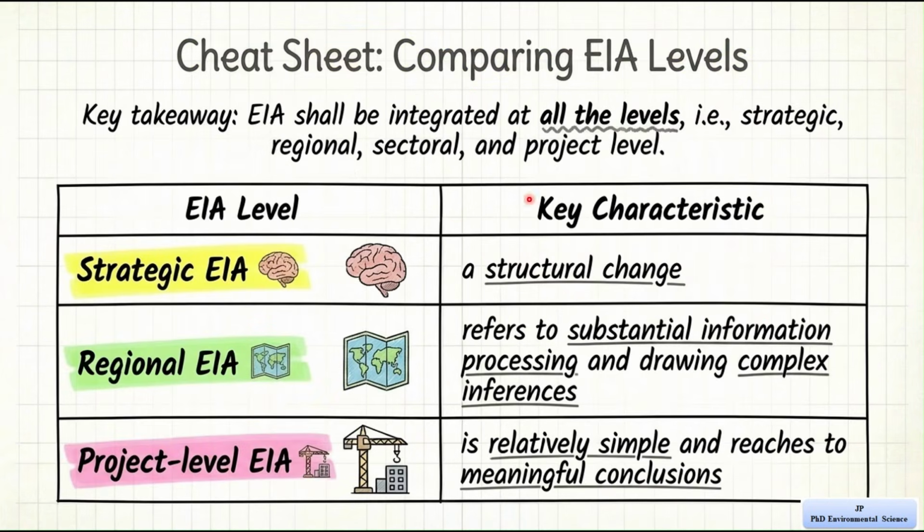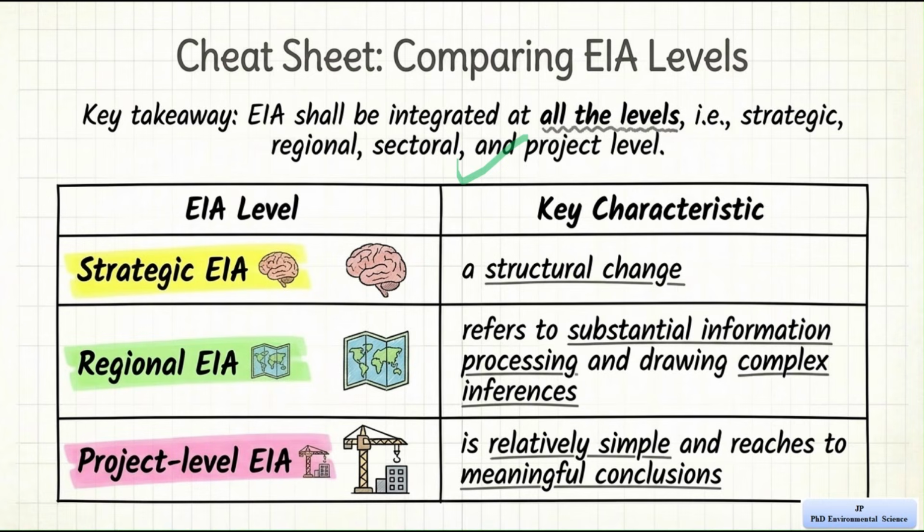So this slide gives you a quick comparison of different EIA levels. The most important sentence on this slide is that EIA should be used at all the levels: strategic, regional, sectoral, project. It means one level is not enough. We need all the levels together for proper environmental planning.